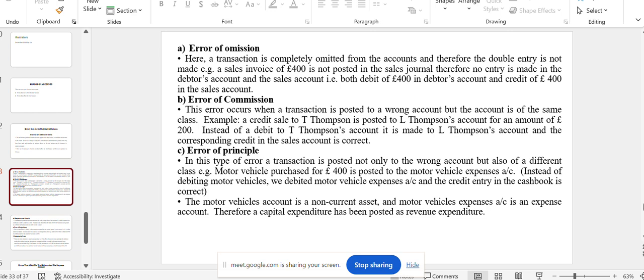We move on to the second type of error. We call this error of commission. Error of commission is an error that is committed when an accountant posts a transaction to the wrong account, but the wrong account belongs to the same class. So we have two things here, account and class. So you've posted a transaction to a wrong account, but that account is of the same class as what you are supposed to record it to.